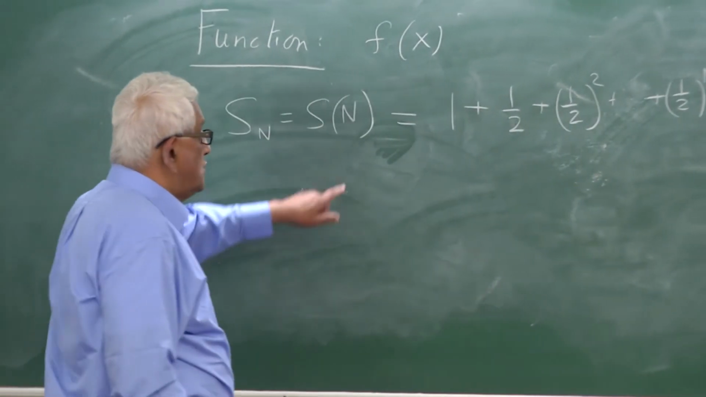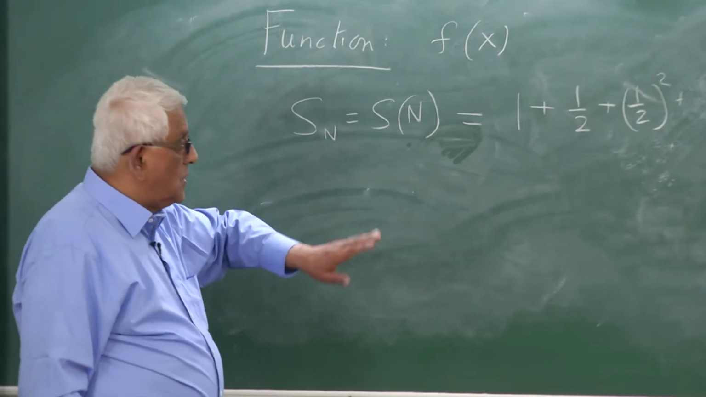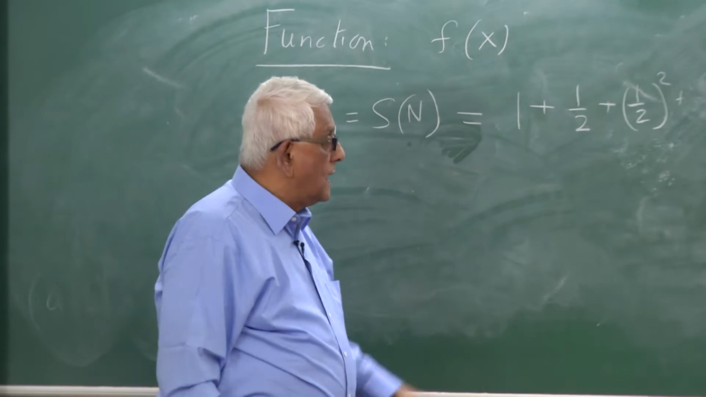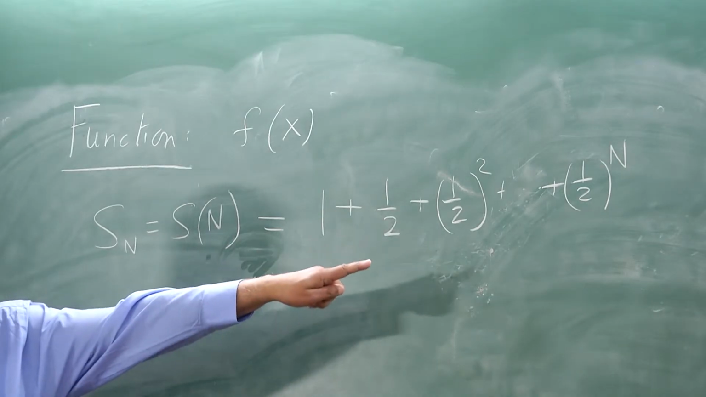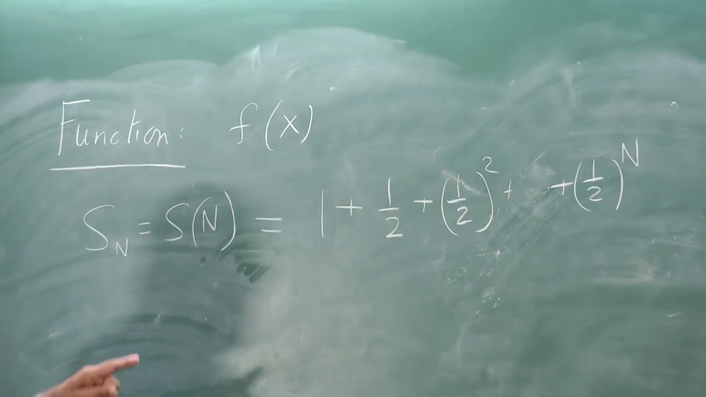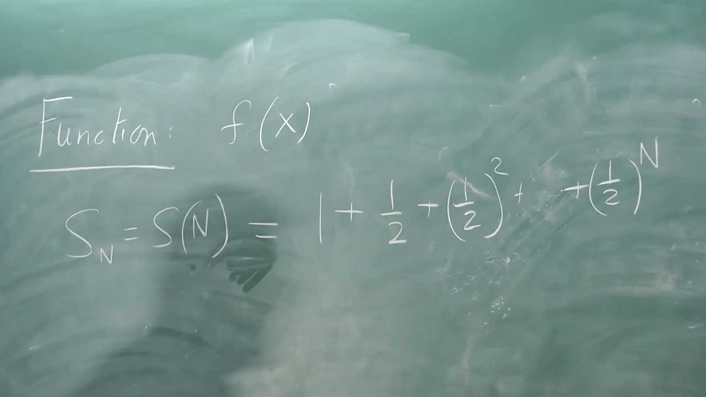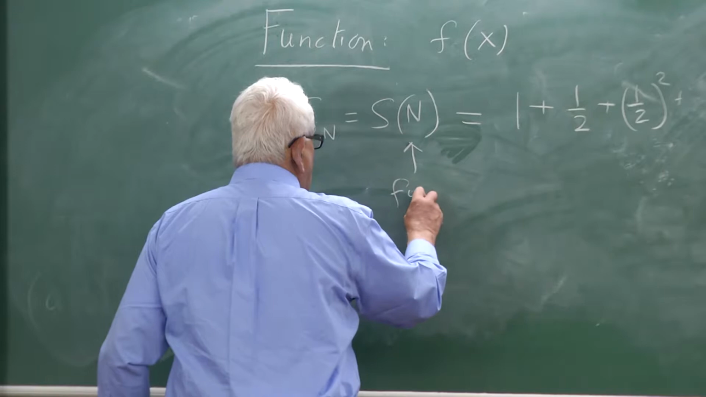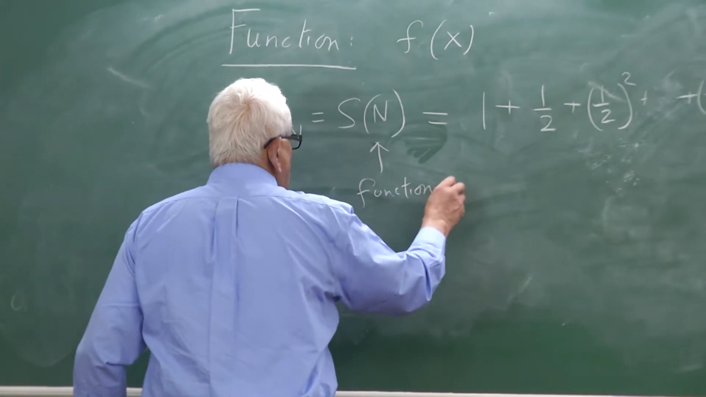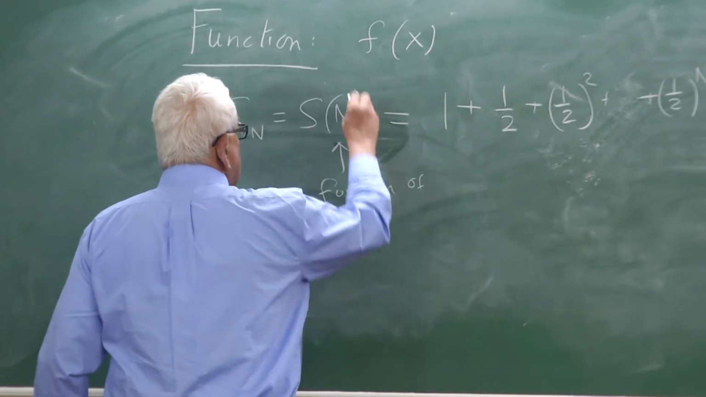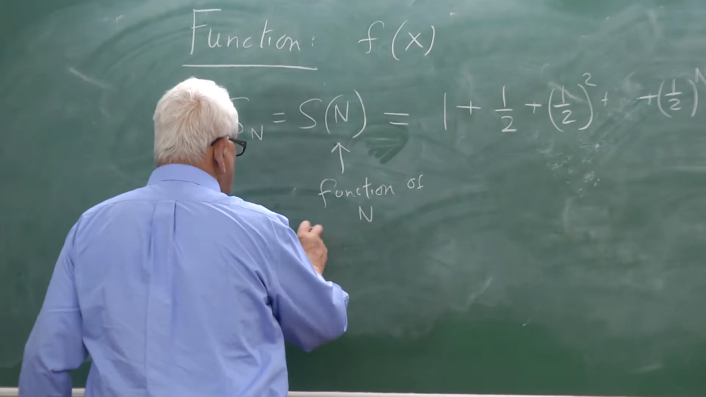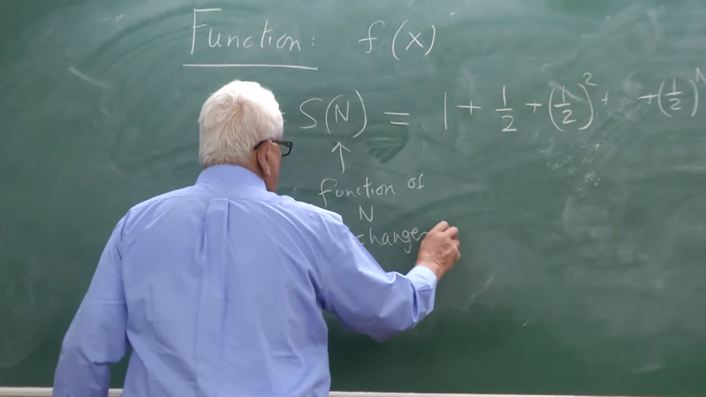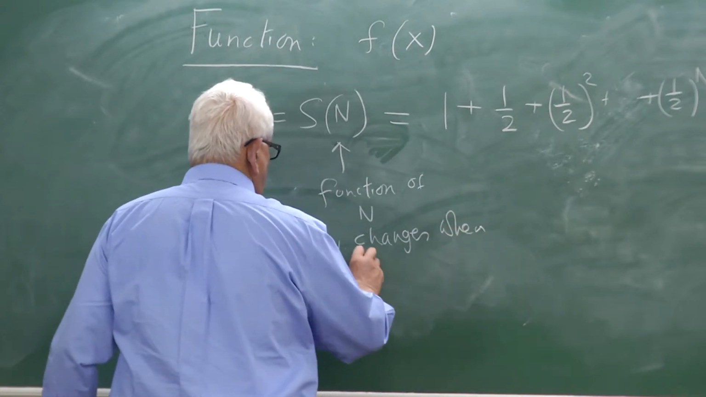So this thing is you're adding what is a geometric series, right? And it stops after n terms. So each time I change n, this number changes. So this is a function of n. This number Sn changes when n changes.